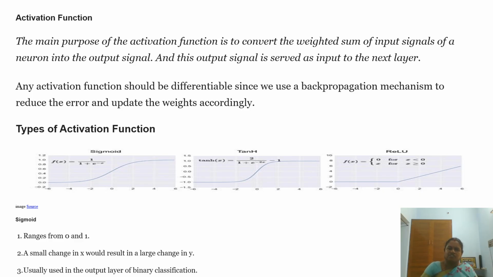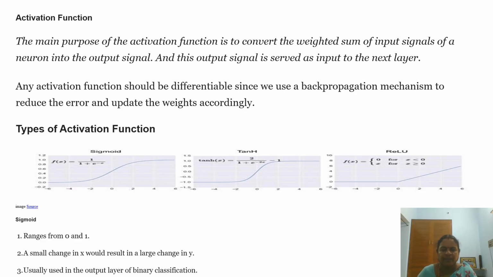The activation function. The main purpose of the activation function is to convert the weighted sum of the input signals of a neuron into the output signal. And this output signal serves as an input to the next layer. Any activation function should be differentiable since we use a backpropagation mechanism to reduce the error and update the weights accordingly. The types of activation function include sigmoid, tanh, and ReLU.